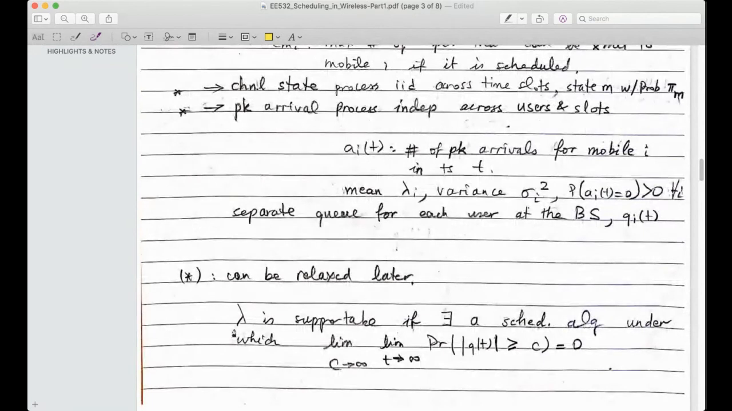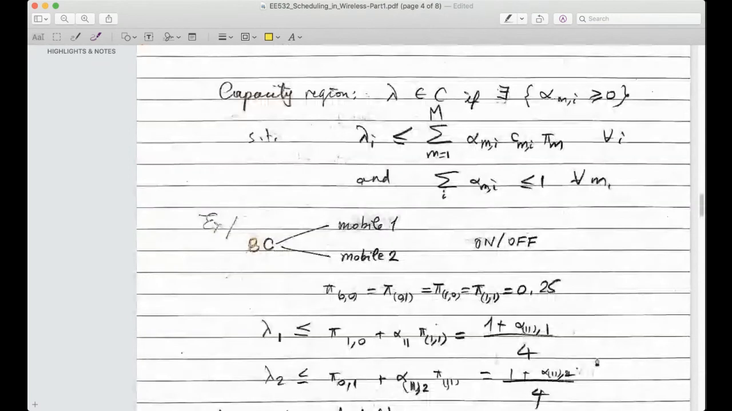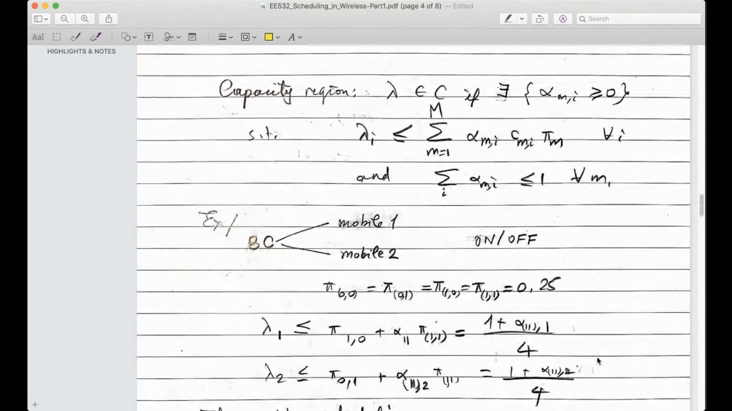An arrival rate vector lambda is supportable if there exists a scheduling algorithm under which Q state stays finite. This is the same definition that we used in chapter 4 for the stability of switches. So it is entirely the same definition and concept. The capacity region is defined as the following.